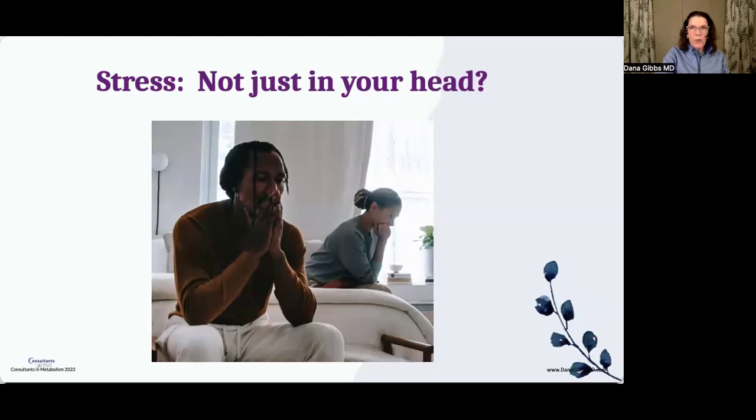And first of all, I need to define stress, because stress is really anything that your body or your gator brain perceives as a threat to your survival. And there are really 3 different kinds of stress. The first one is external stress, you know, the typical cliche of running from the tiger.